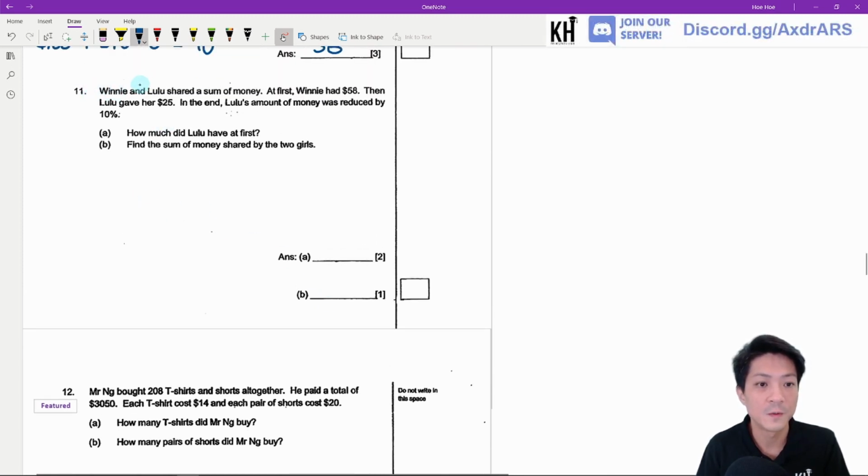Question 11. Winnie and Lulu shared a sum of money. At first, Winnie had $58. Then Lulu gave her $25. In the end, Lulu's amount of money was reduced by 10%. Okay, how much did Lulu have at first?